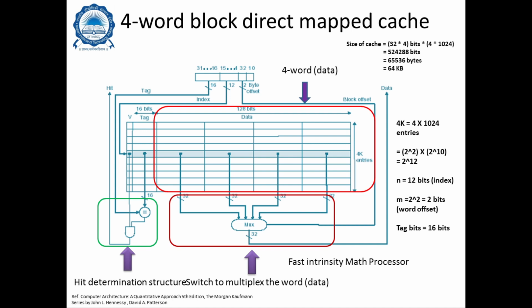So this architecture, okay, is a standard architecture of a four-word block direct mapped cache, and this is also known as the Fast Intrinsity Math processor architecture. Okay, this is a name given to it, Fast Intrinsity Math processor.